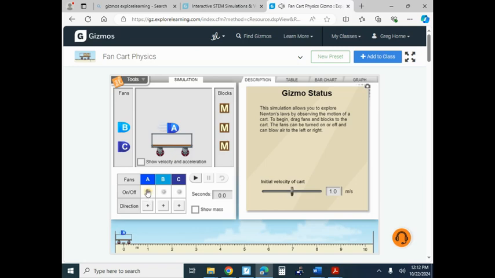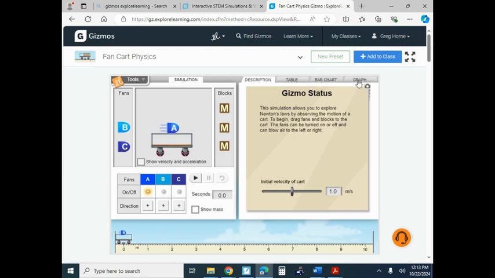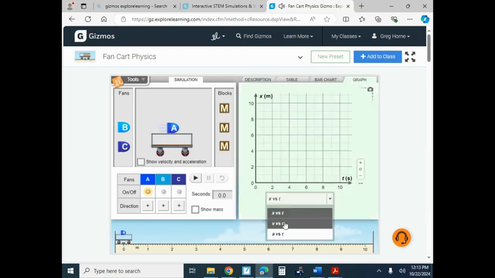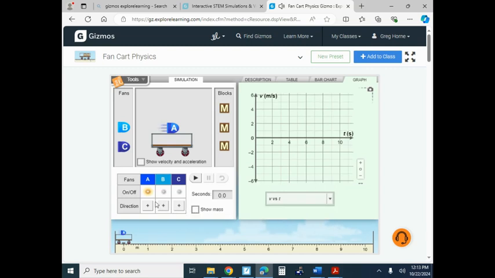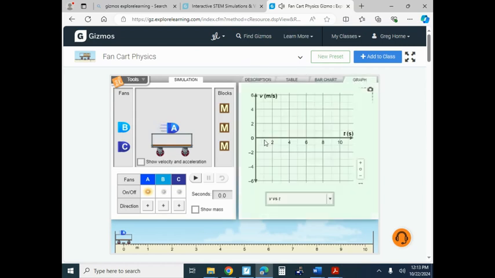I can turn the fan on, and then I can press play, and I can watch the motion, and I can analyze the acceleration, and so on. Right now, we're interested in the VT graph, so let's get that ready as well. Let's go to the graph, and we're going to choose VT graph. Okay, and we're going to see what it looks like. So obviously, I'm setting it as an initial velocity of 1, so you should be expecting our start right there. And then every second, it's going to increase the velocity by a certain amount because it's pushing on it, right?